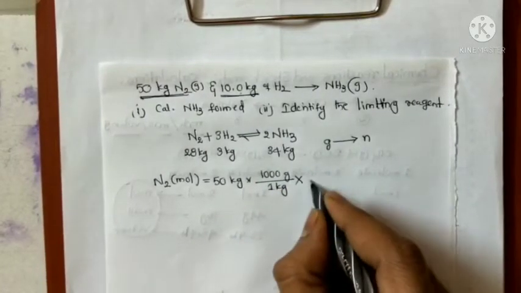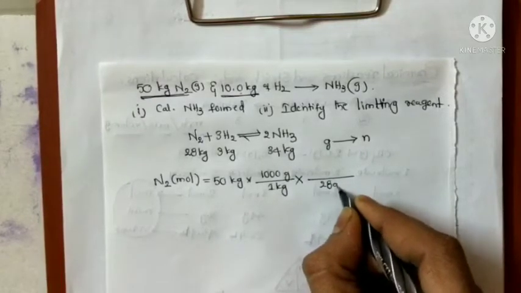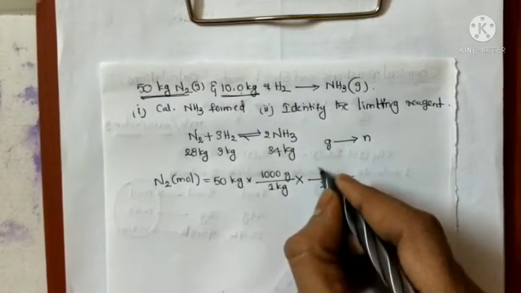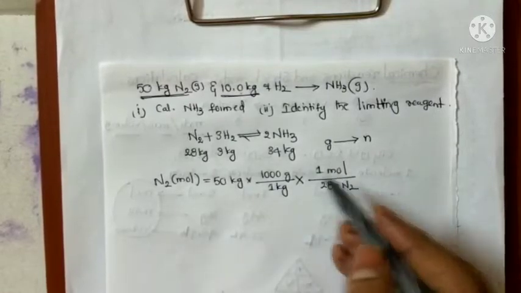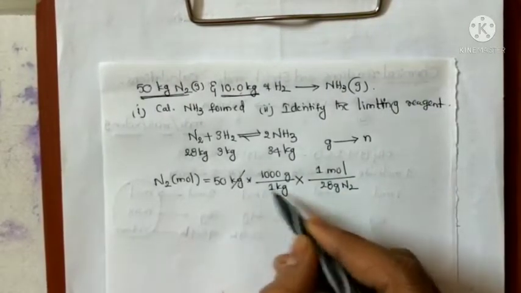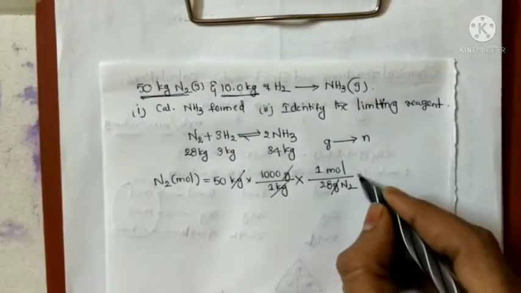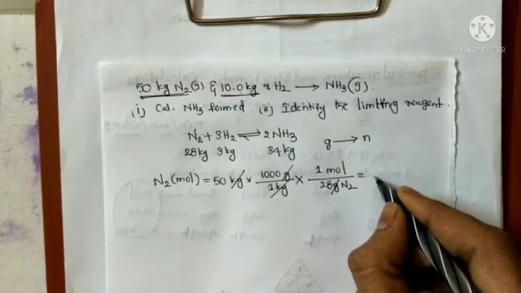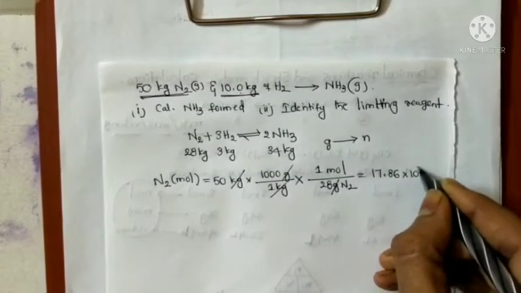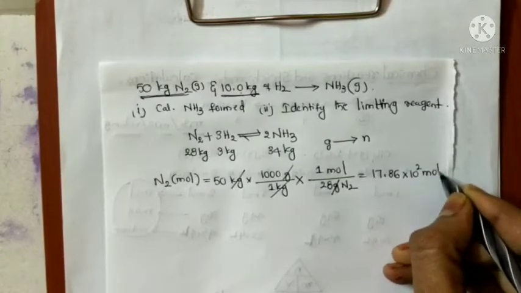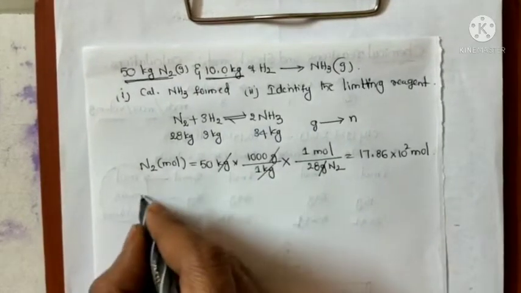Next, the molecular weight of nitrogen: the nitrogen molecule is 28 grams of nitrogen containing 1 mole. So from this we can calculate the number of moles. Kg cancels, and grams cancel. Now from this we got 17.86 into 10 to the power of 2 moles of nitrogen.